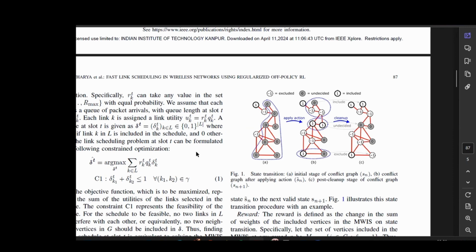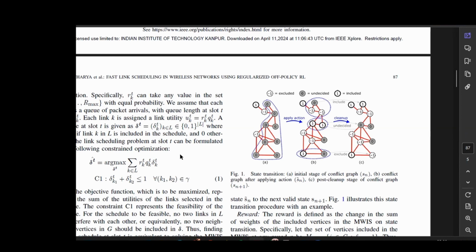A schedule for slot t, γ_t, is a binary vector where γ_t,k is equal to 1 if link k in L is included in the schedule, 0 otherwise. The objective is to maximize the sum of utilities of active links. The constraint is to ensure no two interfering links are active simultaneously, which effectively makes the problem one of solving maximum weight independent set on the conflict graph.